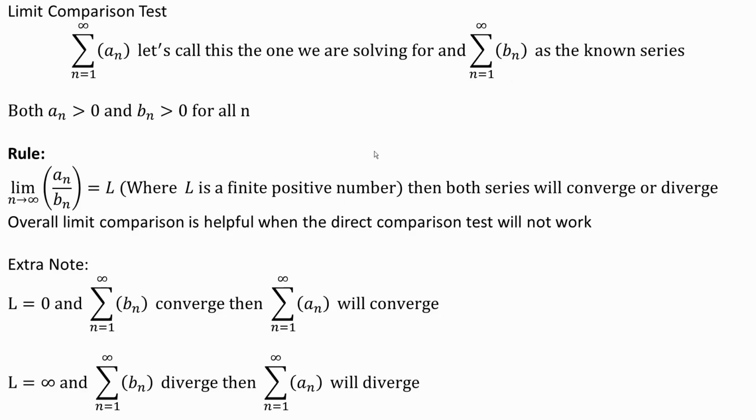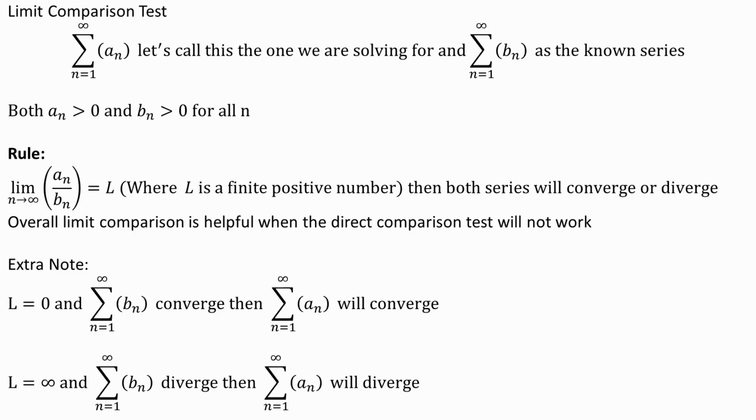Overall, the limit comparison test is helpful when the direct comparison doesn't work. This is just an extra note. If L is equal to 0 and b sub n converges, then a sub n will also converge. You can think of it this way: if, in a sub n divided by b sub n, b sub n grows faster than a sub n, this will cause the limit to be 0.